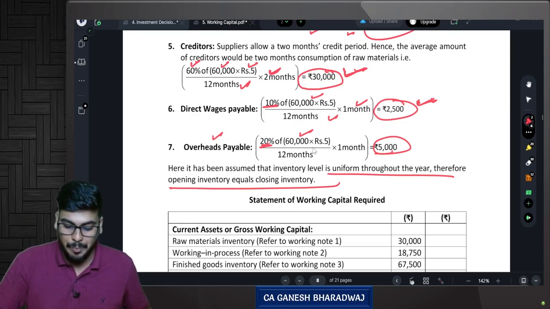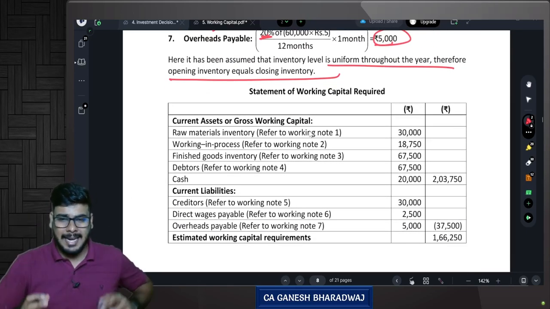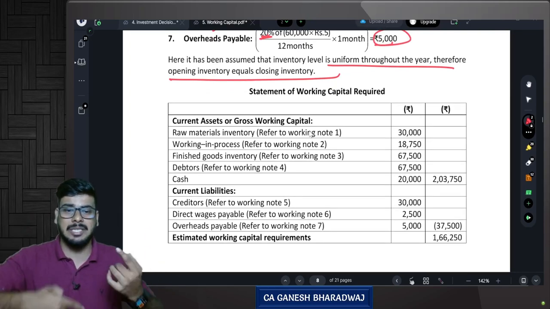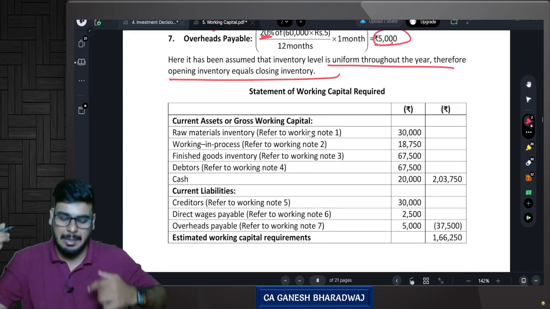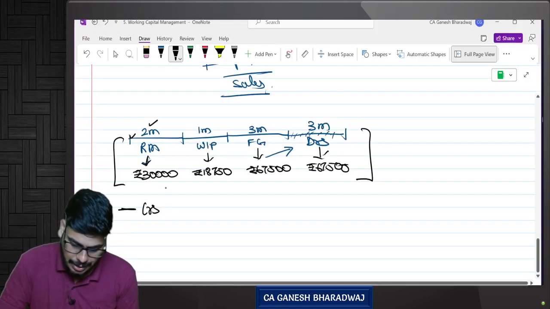We've seen it. Now, the statement of working capital requirement. What is the amount that I need to bring initially into the business, which will enter into the cycle and keep on rotating? Raw material, I need to bring in 30,000 rupees. We have already done this, 30,000.